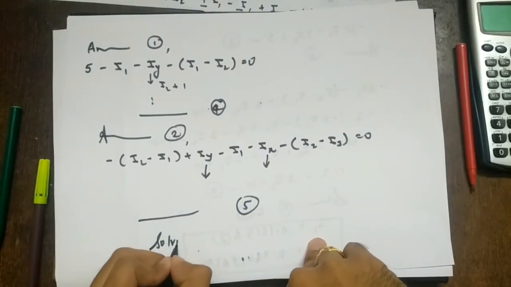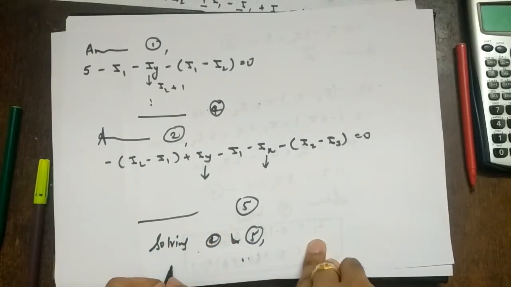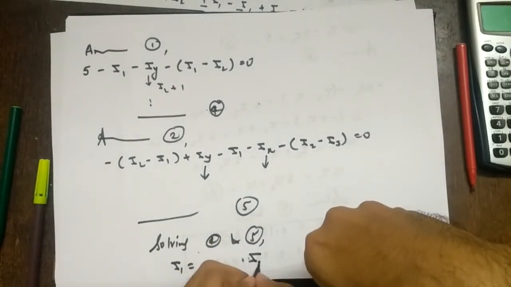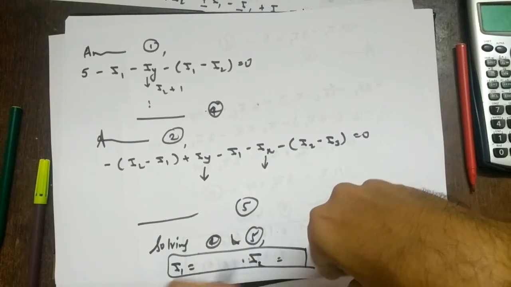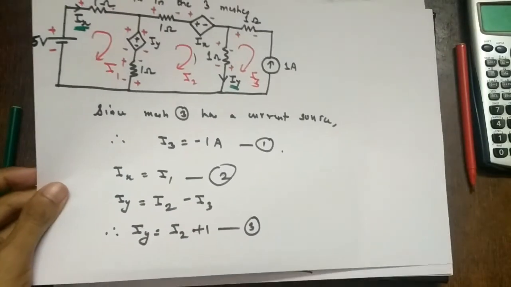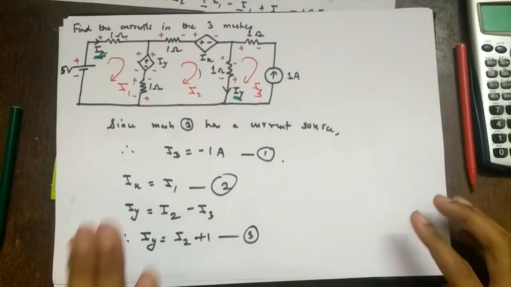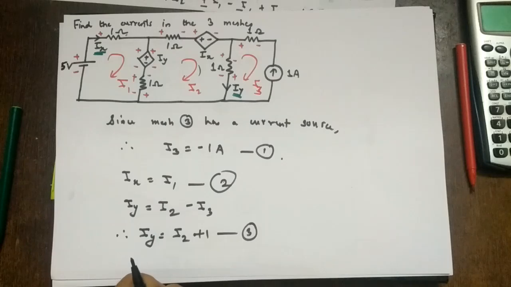So solving 4 and 5, we get I1 equal to, I2 equal to. This will be your final answer. Okay. So make sure you solve this sum. Practice is very essential. All the mistakes are done while solving only. So make sure you solve this sum. Thank you.